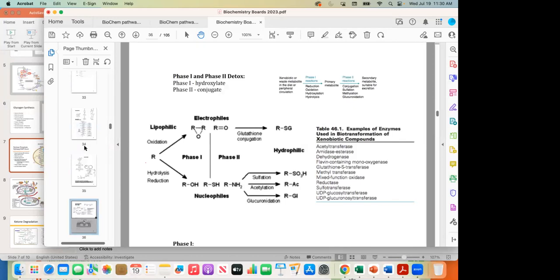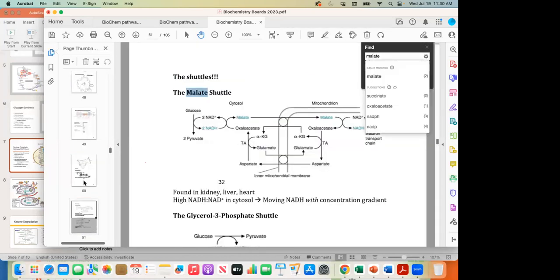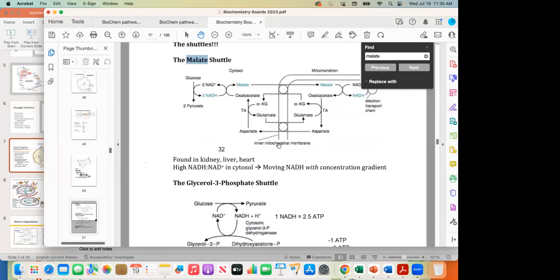In the first hour, we talked about the 2 types of shuttles, so I'd encourage you to watch that. It's towards the end of the lecture, but I'll pull it up here. What they would ask is, the malate shuttle occurs in the kidney, liver, heart. This will give you your 32 ATP molecules.